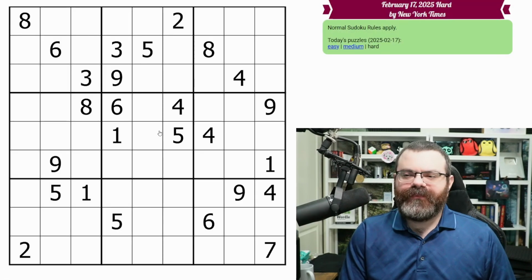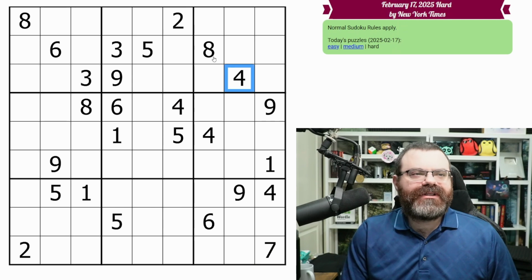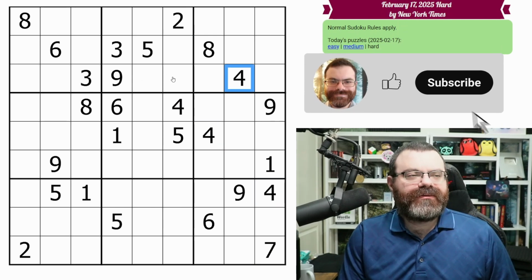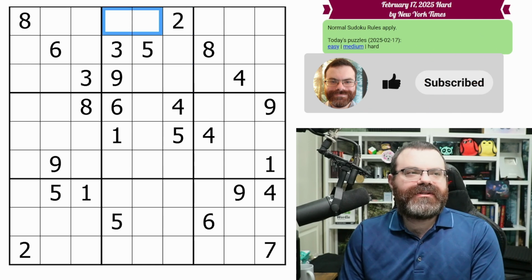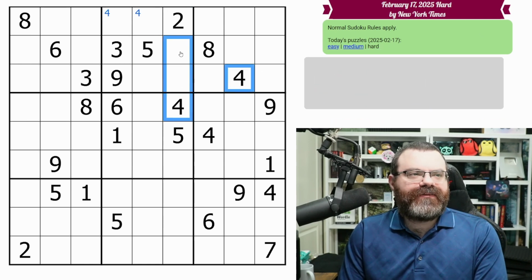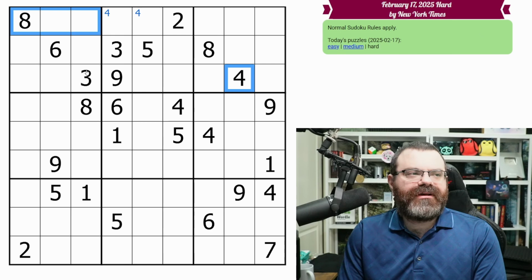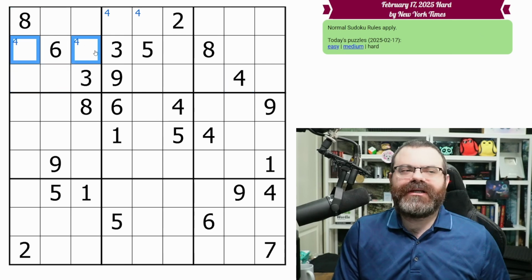There's a link in the description if you'd like to try the puzzle yourself, and I'm going to get started right now. All right, let's start with this 4 and 8. So vertically, we have all our 4s. Horizontally, we get a 4 in one of these two cells because of this 4 and this 4. That points into this box along with this 4, putting a 4 into one of these two cells.